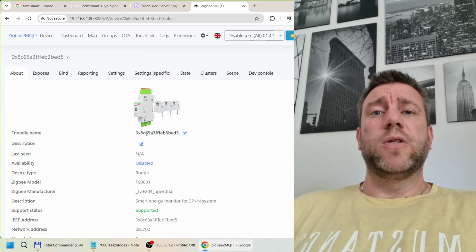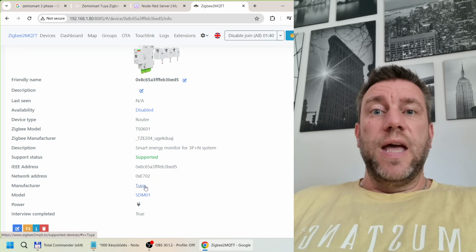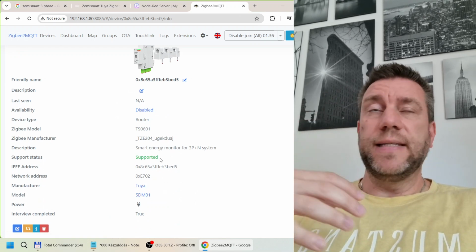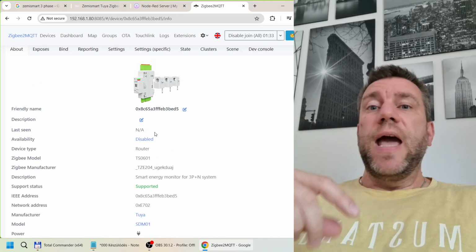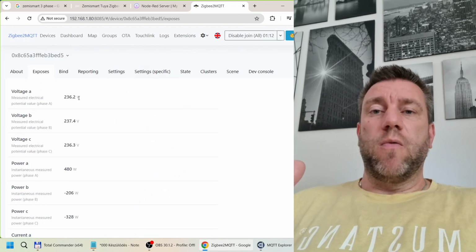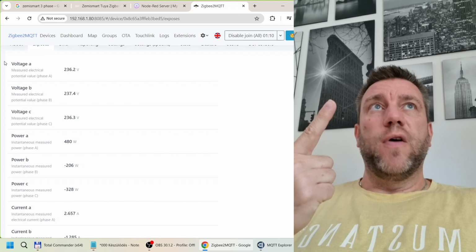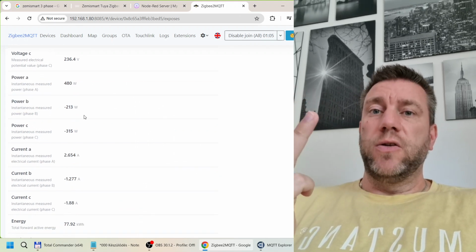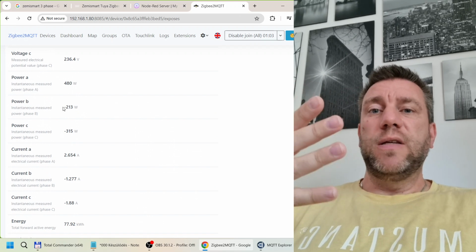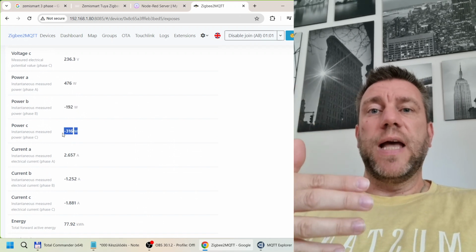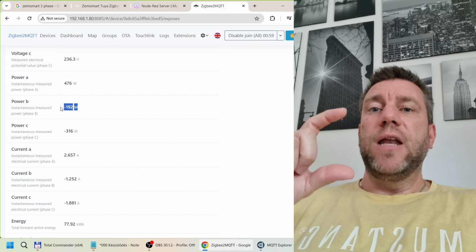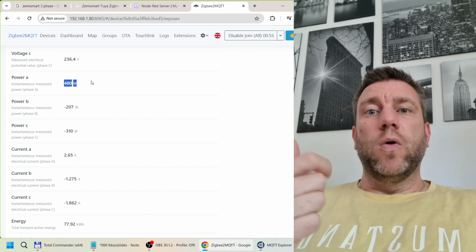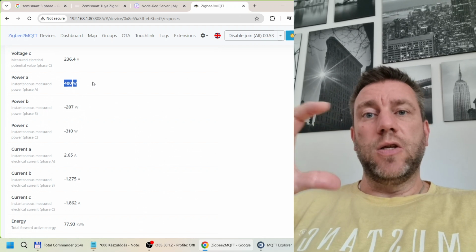On the other hand, I also tested it in Zigbee to MQTT, and it's just great. Zigbee to MQTT recognizes it. It is supported, and it has all the information that you ever want. You have power, current, voltage, power factor, frequency, all this information for all the different phases, and you have energy, consumed energy and returned energy, also per phase and then combined as well.